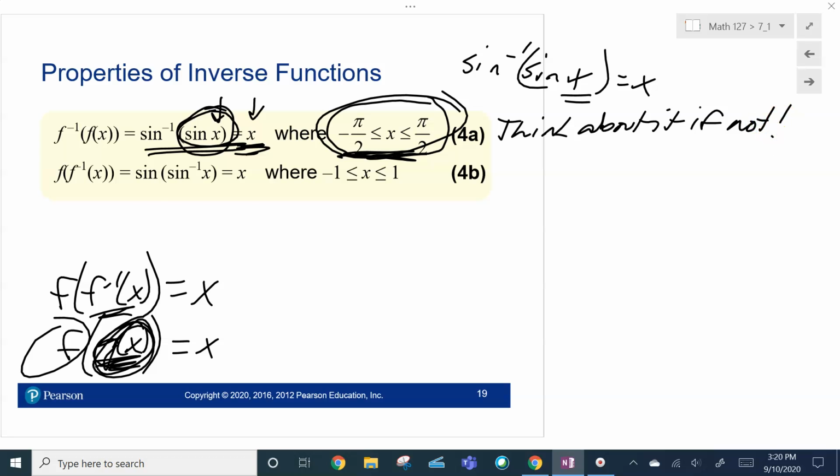Okay? Now the sine of the arc sine of x is x, and this is fixed as long as x is less than or equal to 1, greater than or equal to negative 1.